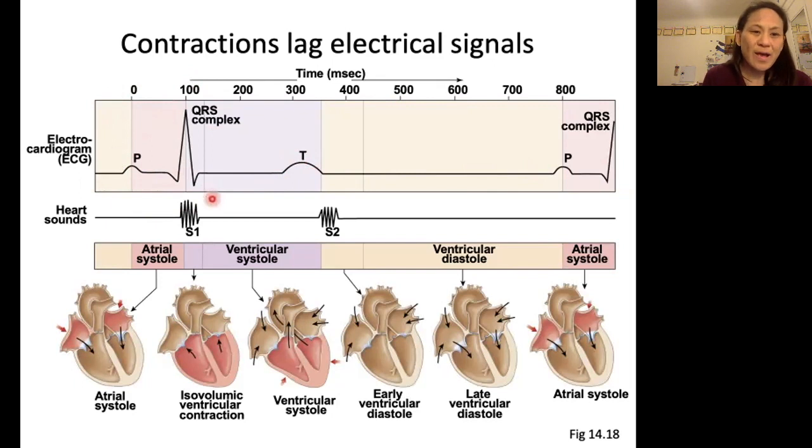Also just want to point out, since they're here, our heart sounds. Remember that our first heart sound is going to happen as the AV valves shut at the beginning of ventricular systole. And then our second heart sound is going to happen here, where the semilunar valves shut at the beginning of ventricular diastole.